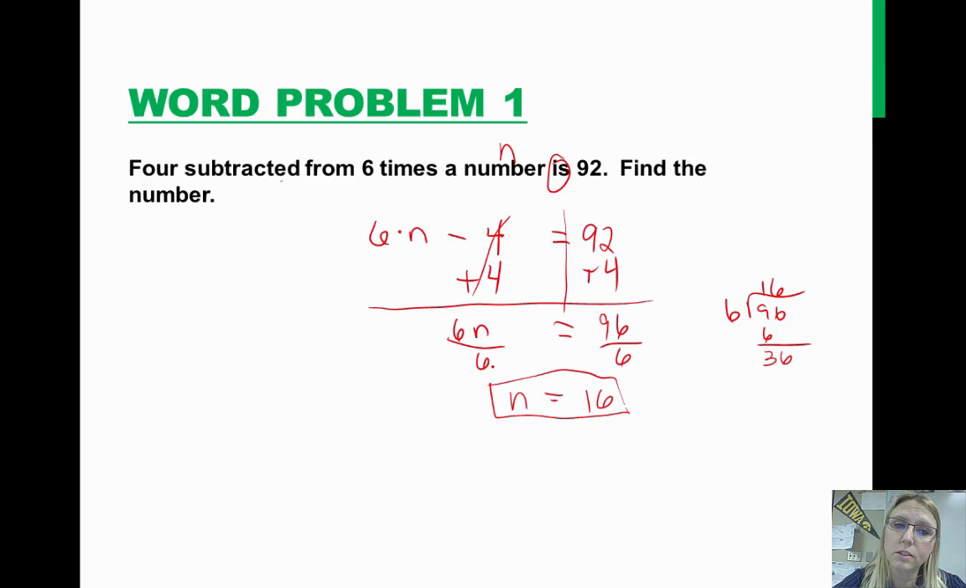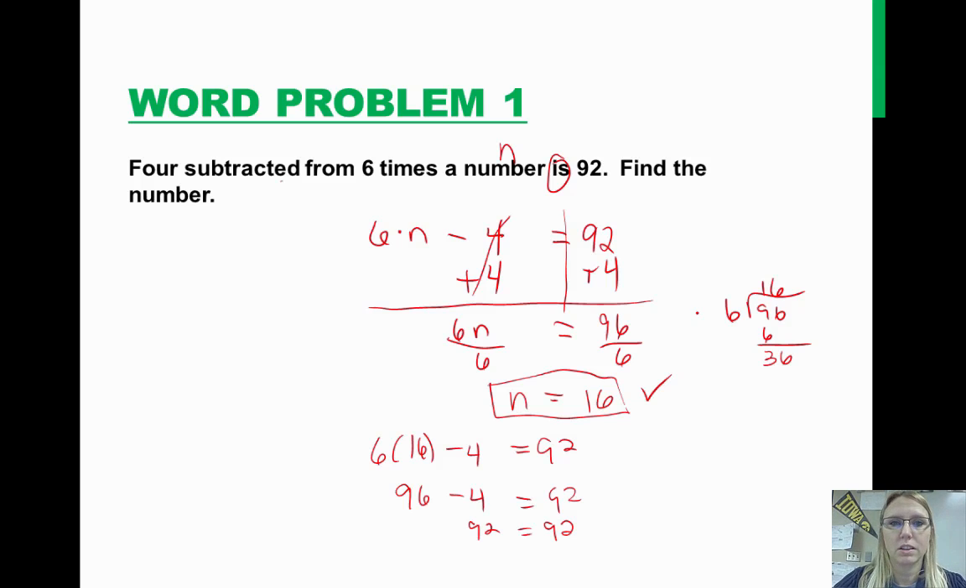Now, does this solution make sense? Let's try it and see if it actually works, and then we can say, yes, this is the right solution. So 6 times 16 minus 4 equals 92. Well, 6 times 16 is 96, minus 4, and indeed 92 does equal 92. So this is the correct solution. Let's try another problem.